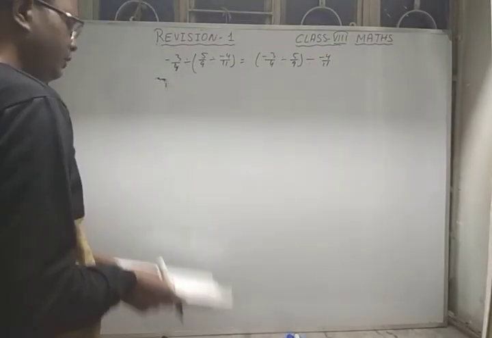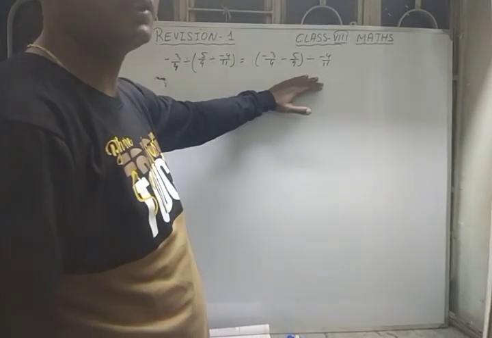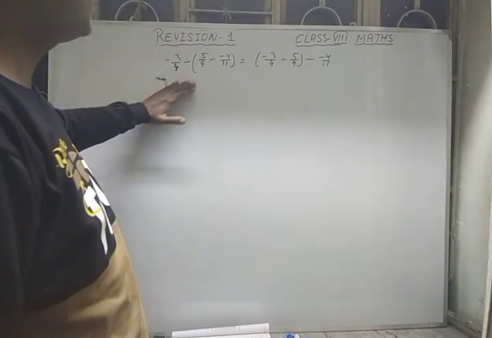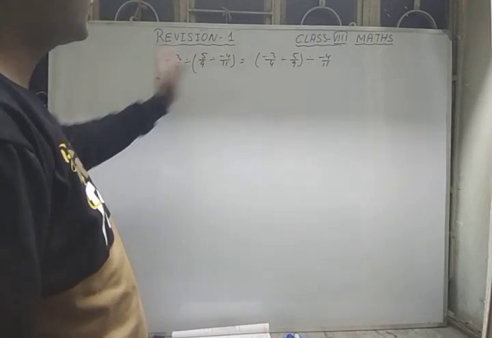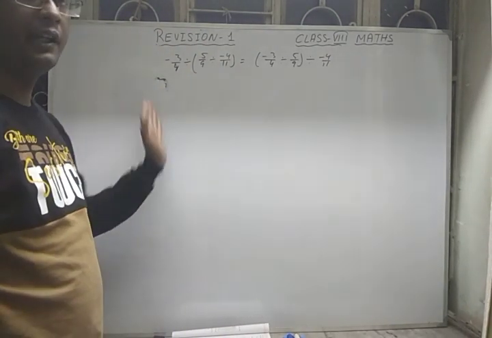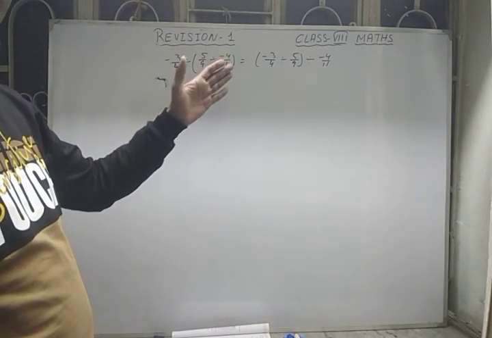So here you can see all the three fractions on the left hand side are equal to all the three fractions on the right hand side. Now all the three fractions are in division. Now you have to prove, by interchanging the place of the fractions, whether the division is associative or not.